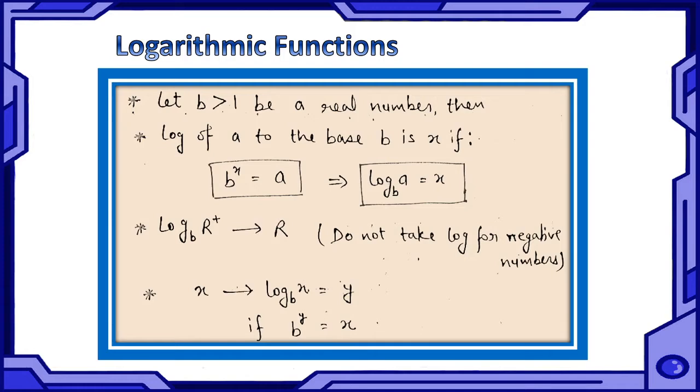Now let's talk about logarithmic functions. Here let b greater than 1 be a real number, then log of a to the base b is x. Exponential format we all know very well. If we want to convert it into logarithmic form, then see how we write it. This base remains base and this number comes here and this exponent goes on the right side. And how we read it? Log of a to the base b is equal to x.